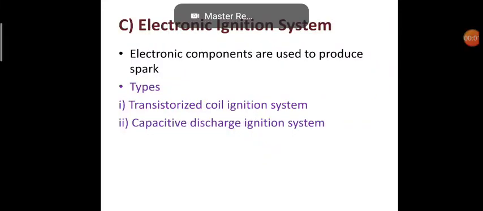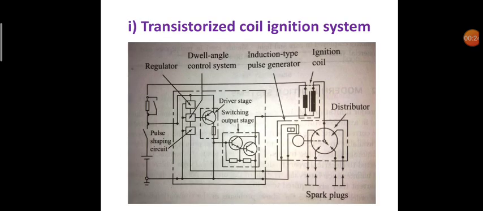Now we will discuss the third ignition type, the electronic ignition system. In this system of ignition, we will use electronic components to produce a spark for combustion of fuel. The main types of electronic ignition system are: first, the transistorized coil ignition system, and second, the capacitive discharge ignition system. First, we will discuss the transistorized coil ignition system.